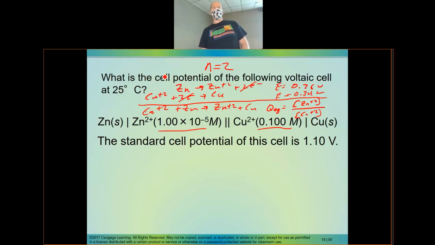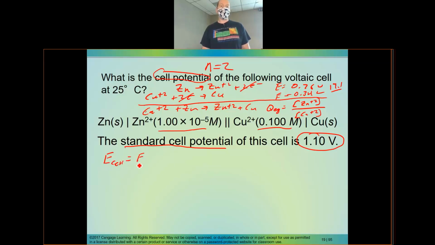All right, and so it wants the cell potential, not the standard cell potential. The standard cell potential, again, is from table 19.1. That's where we get the 0.76 and the 0.34. We add it up and get the 1.10 volt. In this case, they gave us that answer, but most cases will not. So we want to know what our cell potential is, so we're looking for E cell. We know the E naught cell, that's from table 19.1, that is 1.10 volts.